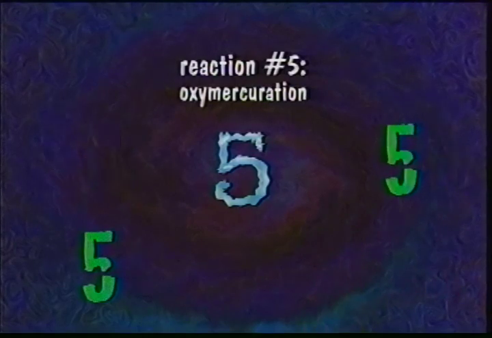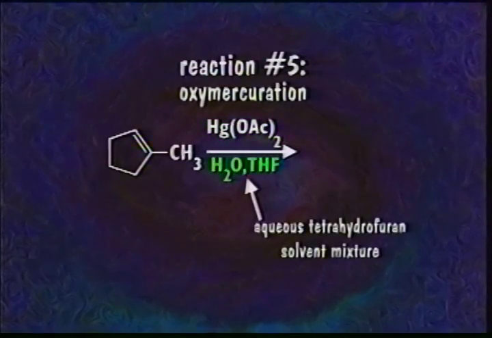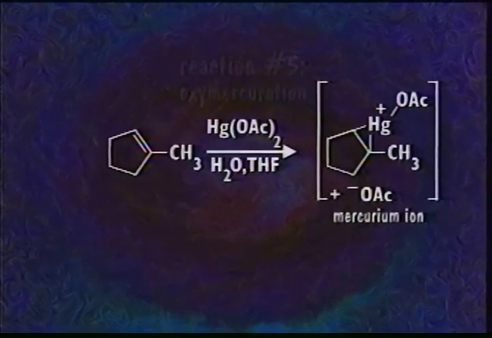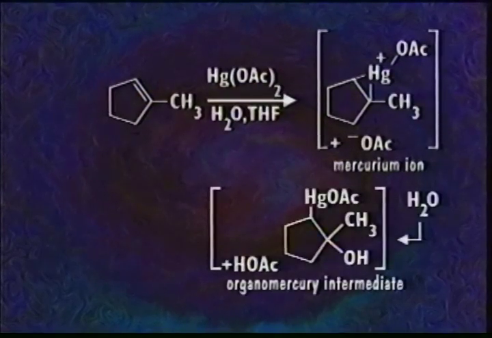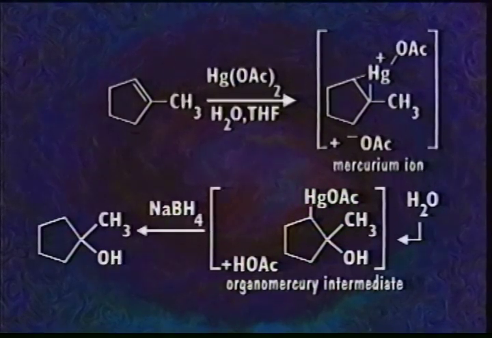Alkene addition reaction number 5, oxymercuration reactions. We have an alkene and mercuric acetate, Hg(OAc)2, reacting in an aqueous tetrahydrofuran solvent mixture to produce a mercurium ion similar to the bromonium ion. This mercurium ion then reacts with water to produce an organomercury intermediate. Then, the organomercury intermediate is treated with NaBH4, which sloughs off the remaining mercuric acetate group to form the final product, an alcohol, just like we got from a hydration reaction.